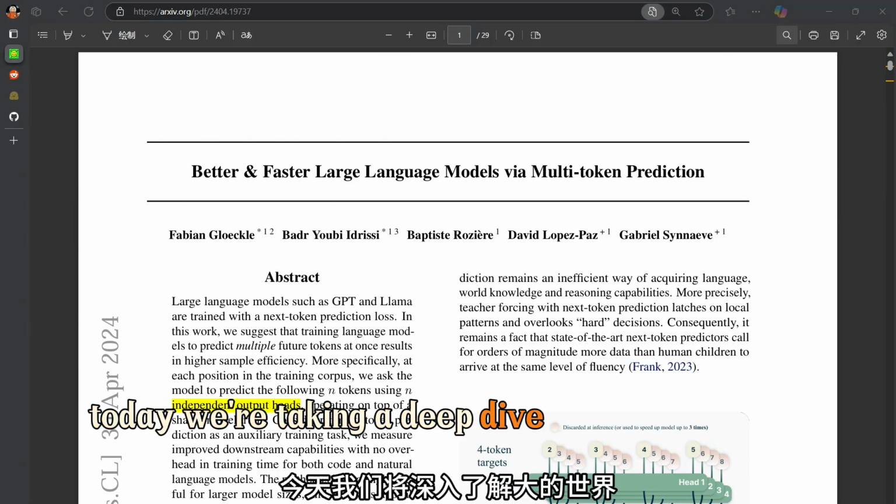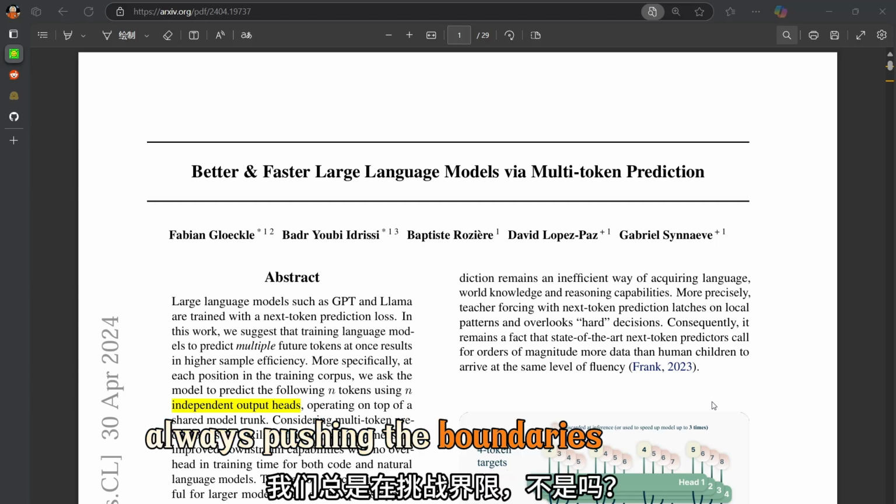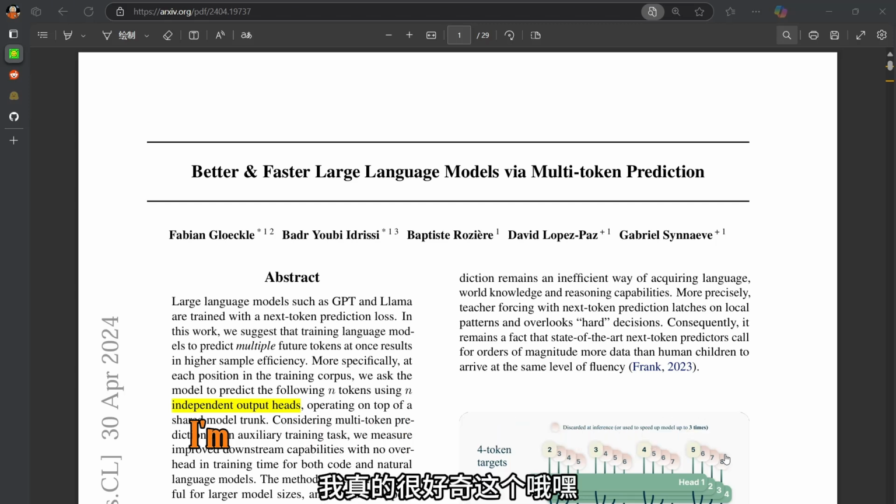Today we're taking a deep dive into the world of large language models, or LLMs for short. Always pushing the boundaries, aren't we? You know it, but this time we're focusing on something called multi-token prediction. I'm really curious about this.